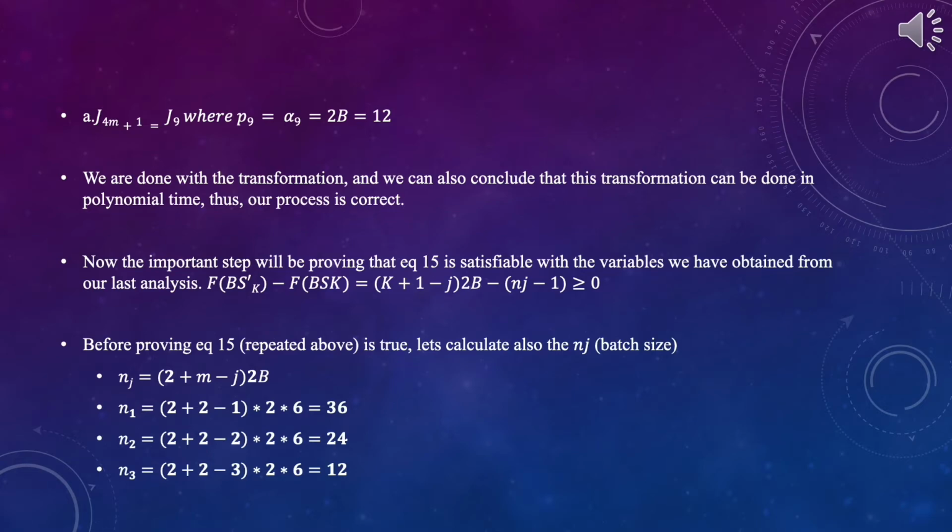Now the important step would be to show that the equations and the inequalities that were provided as proofs in the paper can be satisfied by our example. So for each of the jobs, we are going to ensure that the batch sizes are going to be 2 plus m minus j times 2b. So we do this for each of the jobs that we created and we observe the results.